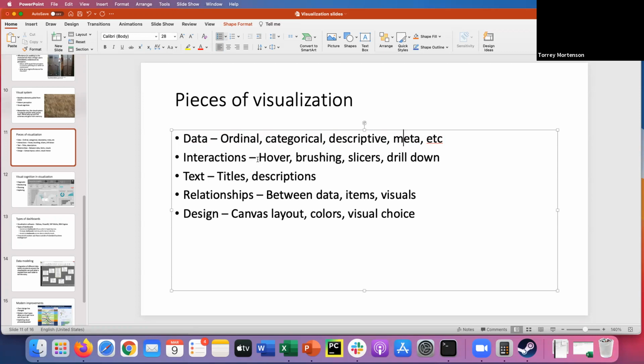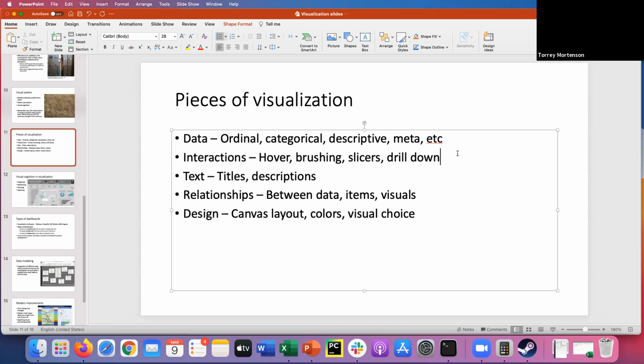Interactions, these seem weird, but we will talk about them when I can show you an example. Explaining a topic like brushing is kind of hard without an example. I can explain it, but it's better to see it. Text, so titles, descriptions, different things. Text still has a place in visualization. Relationships are a huge one. For your visualizations to have any power, you need to be able to show relationships and enable users to find their own.